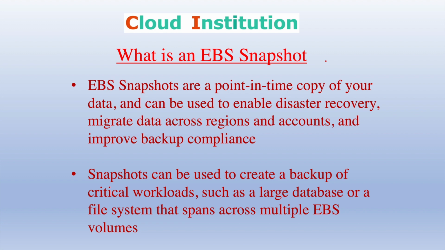An EBS snapshot is a point-in-time copy of your data. For example, if you are running an EC2 instance and want to take a backup of your data, not the complete OS but a point-in-time copy, then you must choose an EBS snapshot. So what is the difference between an EBS snapshot and EBS volumes or AMIs?